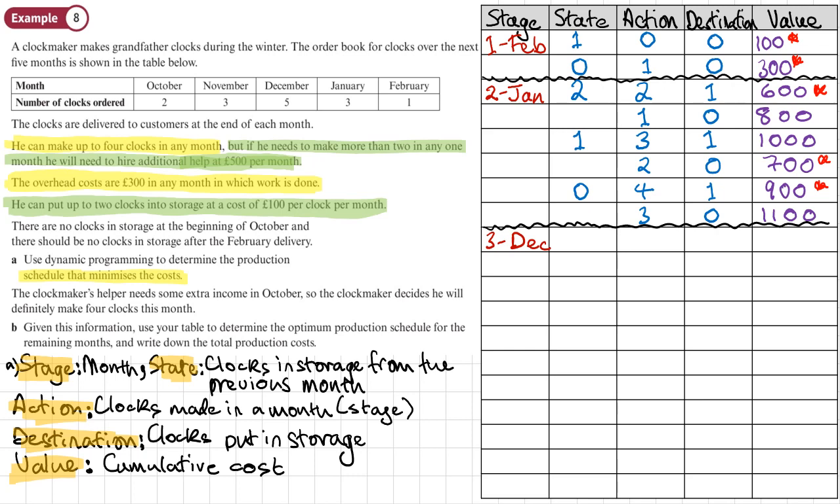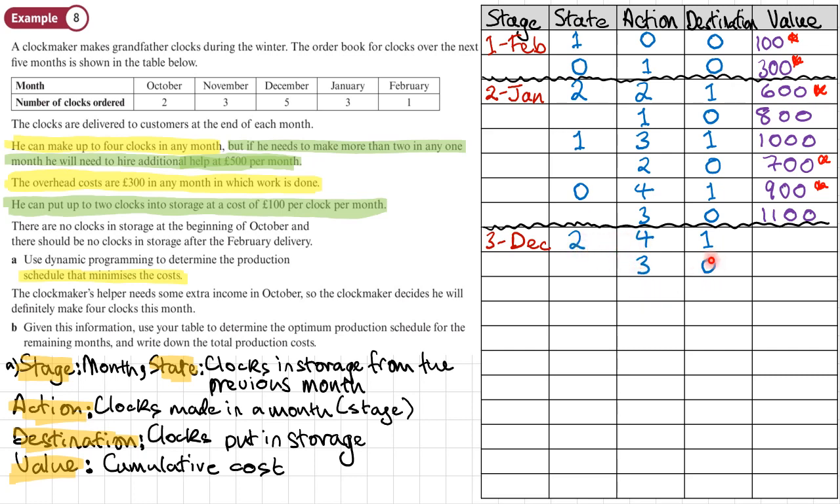Right, so in December I need 5 clocks to be made. So what are my options? Well, I can have up to 2 in storage from the previous month. I can make up to 4 clocks. Okay, that would meet December's demand, and I'll have 1 to put into storage into the next month. Or I can make 3 clocks, which means I have none to put into storage for the next month. But remember, the state and the action need to add up to at least 5, so I can't go below this. As I said, you'd end up with a negative here.